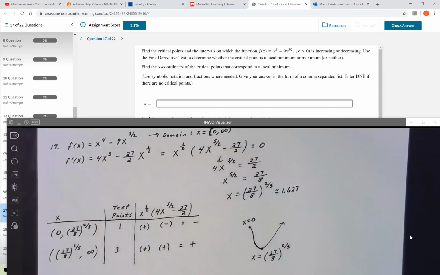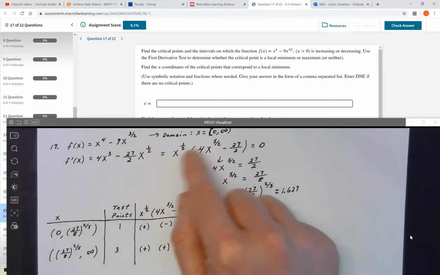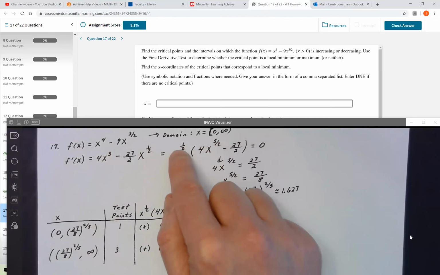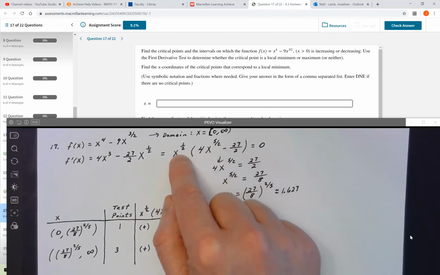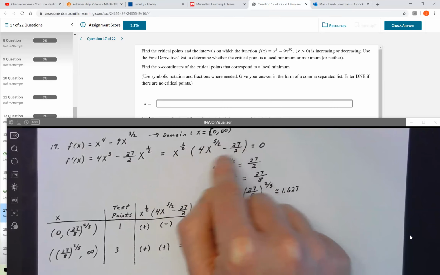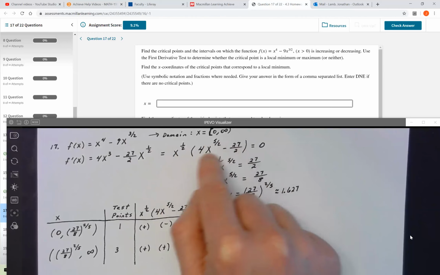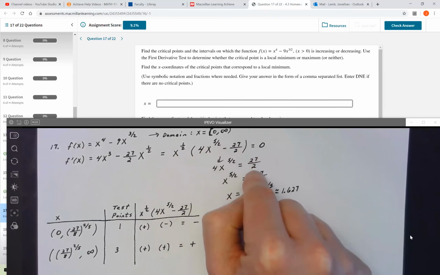So now we're thinking, hey, this is going to be pretty easy at this point. It's already in factored form. You set your factors equal to 0. I know that the only thing that would make this first factor equal 0, and my problem up here says that x has to be greater than 0, so I don't need to worry about that first factor. The only factor that can equal 0 for non-zero values is the second factor. So I can say, well, set that second factor equal to 0 by setting 4x to the 5 over 2 equal to 27 over 2.